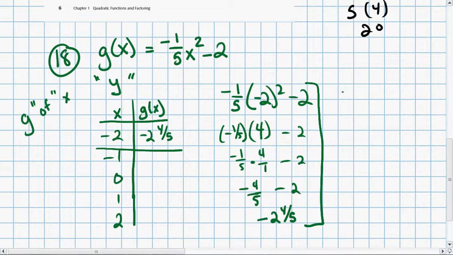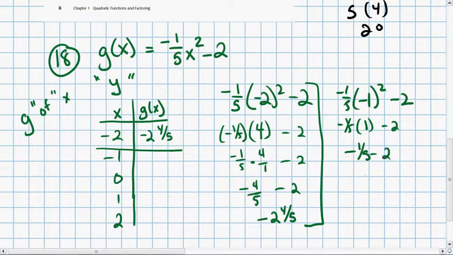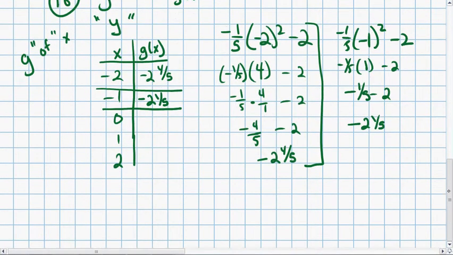Let's try -1. So -1, we're plugging that in. -1/5 times -1 squared minus 2. So -1 squared is a positive 1. 1 times -1/5 is -1/5. And -1/5 minus 2 is -2 1/5. So when x is -1, g of x is going to be -2 1/5. Let's do another one.